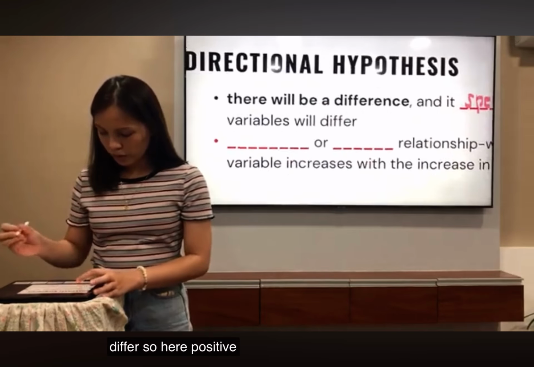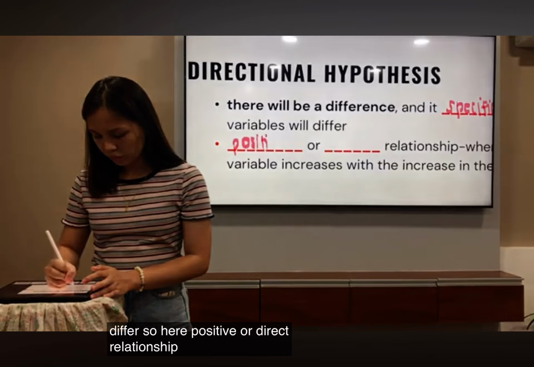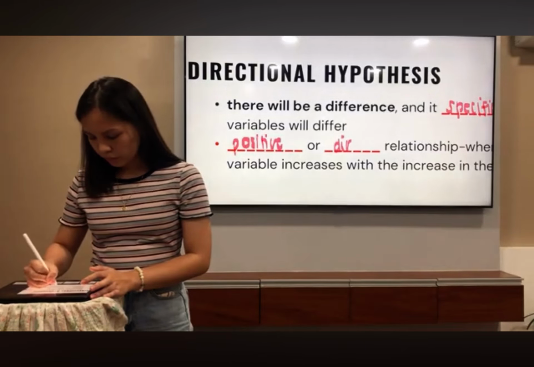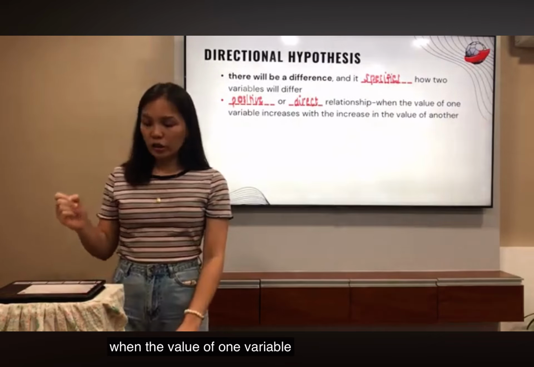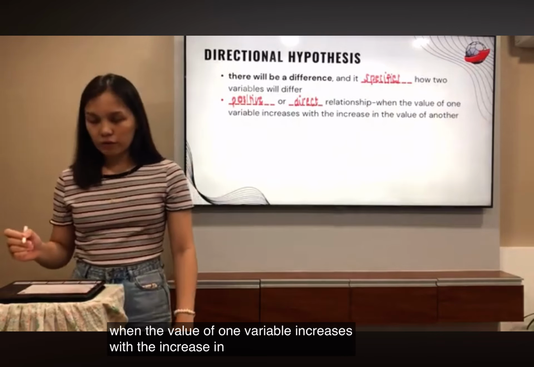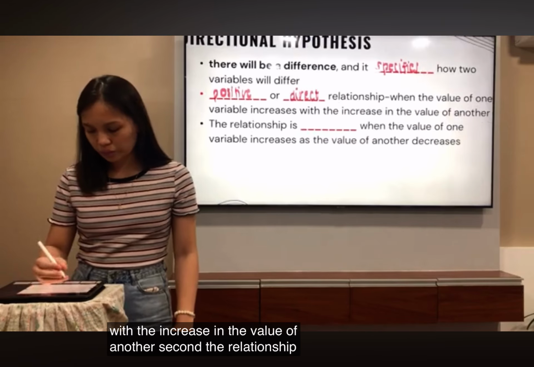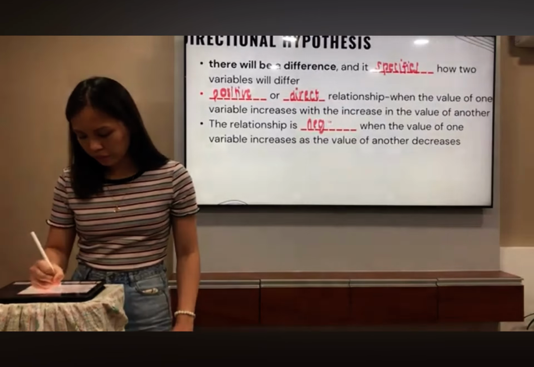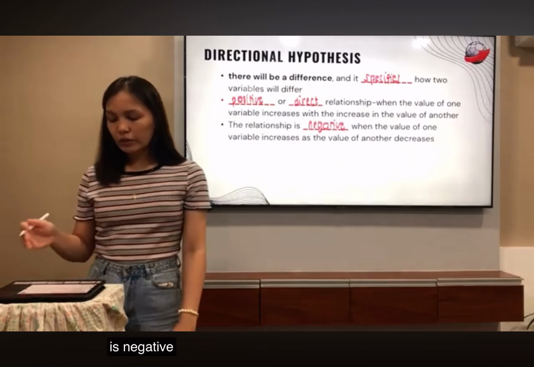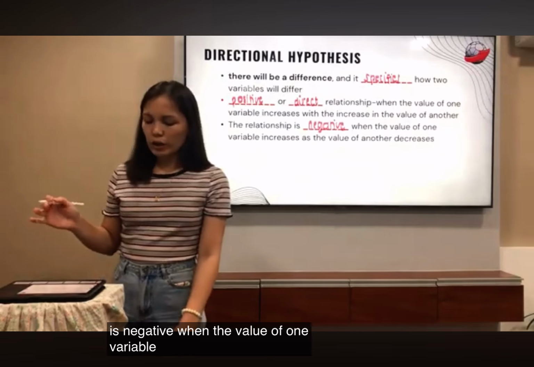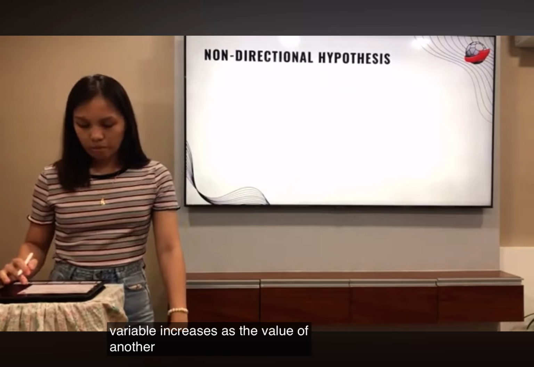So here, a positive or direct relationship is when the value of one variable increases with the increase in the value of another. Second, the relationship is negative when the value of one variable increases as the value of another decreases.